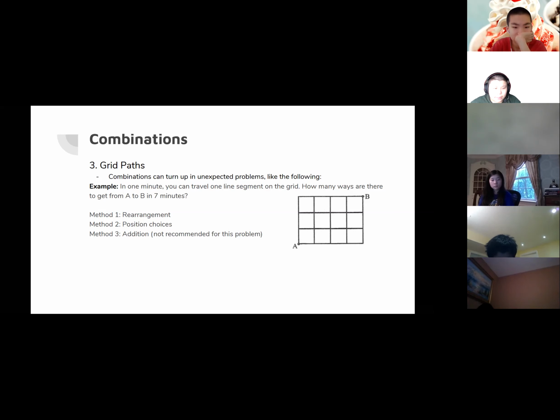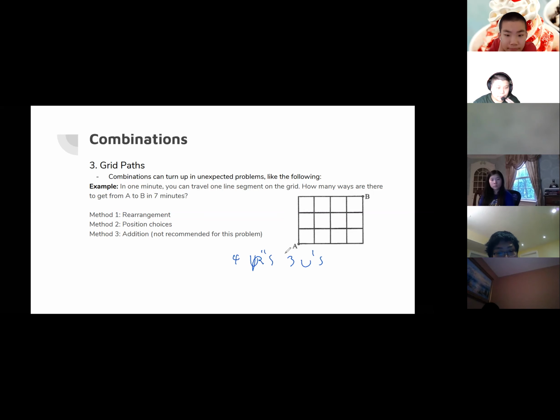This is sort of like the word orders from before. You have to move right 4 times and up 3 times to get from A to B, and this is just clear from how the grid is set up. So every 7-minute path is going to have 4 R's and 3 U's, if we represent every right move with an R and every up move with a U.